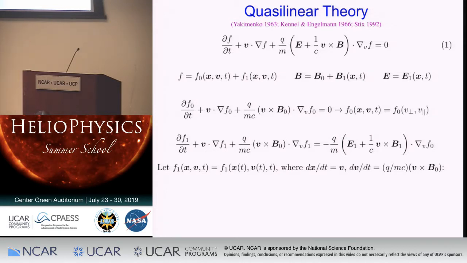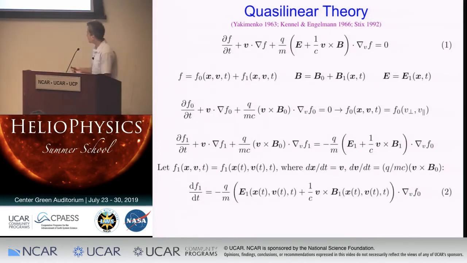Now take the derivative of this expression and apply the chain rule. What you get is that the total time derivative of F1 with respect to t is partial F1 partial t plus v dot grad F1, that is dx/dt dot grad F1, plus dv/dt dot grad v of F1. This is just the total time derivative of F1. And on the right-hand side, we're treating E1 and B1 as known functions of x. Actually, I mistakenly wrote v in here. There's no v dependence of the electric and magnetic fields.